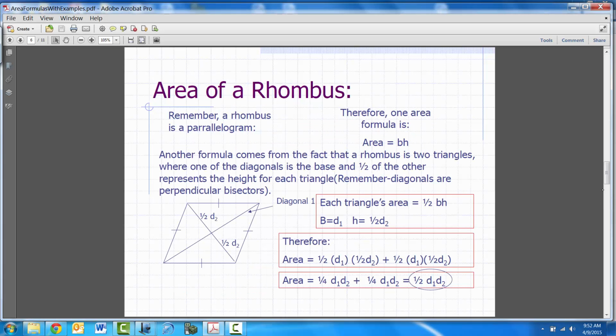All right, area of a rhombus. Okay, I tried to do this, and actually if we had the PowerPoint active, you'd see this a lot better, but a rhombus is a parallelogram, so therefore the area could be base times height. So that's one possible area for rhombus. But what if you're given different stuff? What if you're given the diagonals?